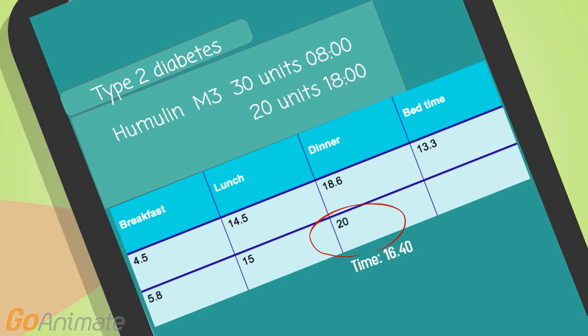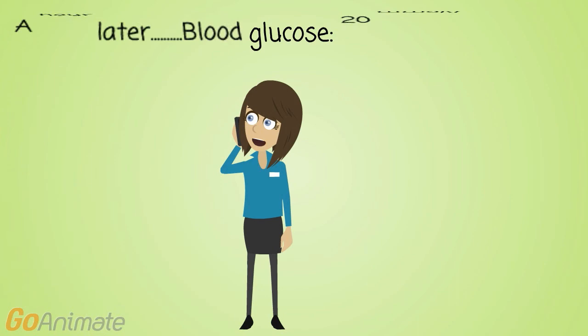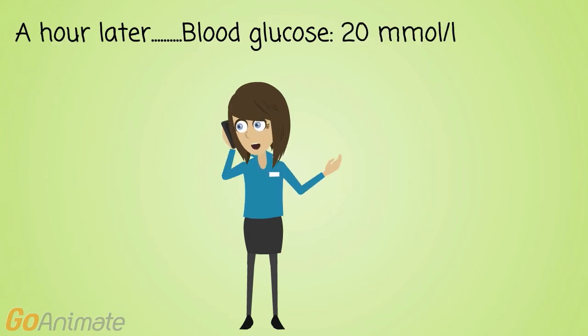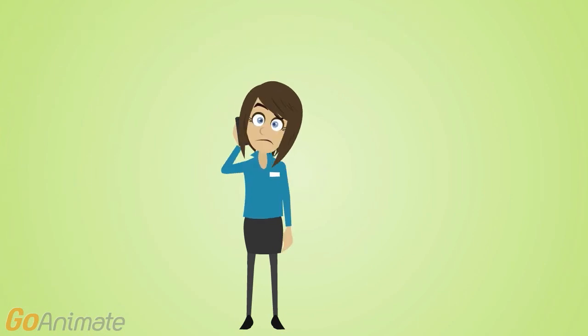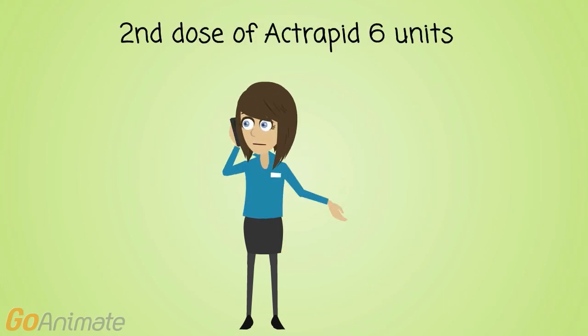Patient was not due for his regular insulin for some time, but he was well and had no symptoms. Emma prescribed a stat dose of Actrapid 6 units. An hour later, Emma had a call. Blood glucose was again 20. Emma advised a second dose of Actrapid 6 units.